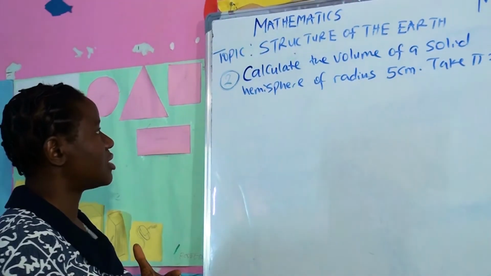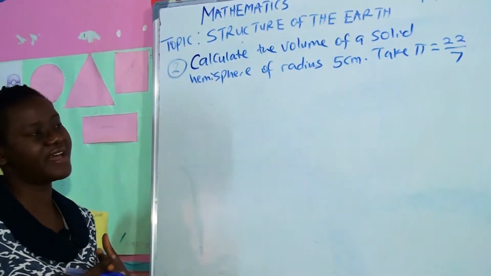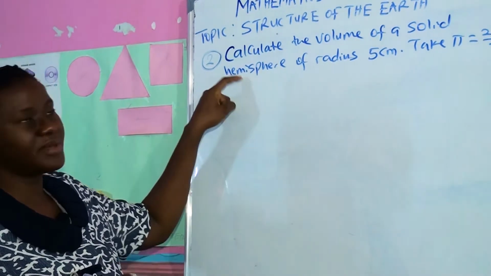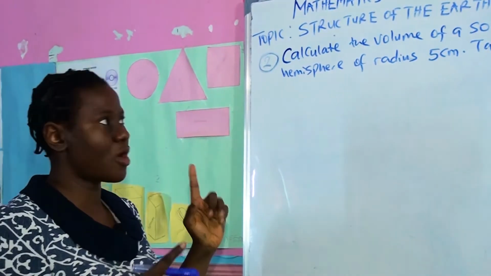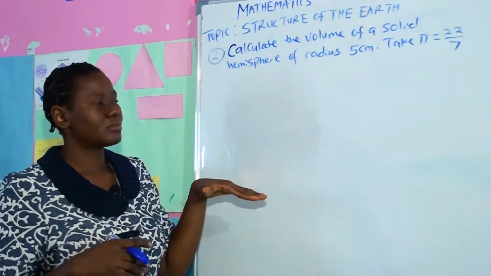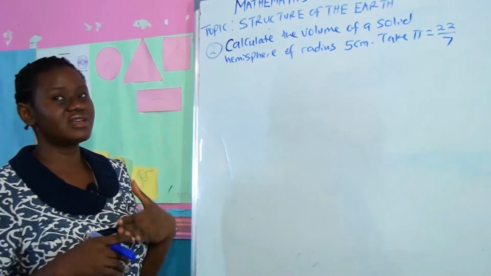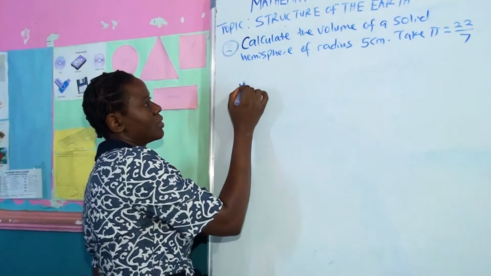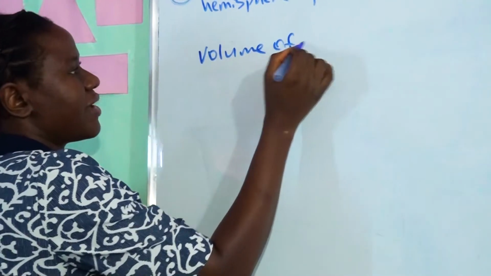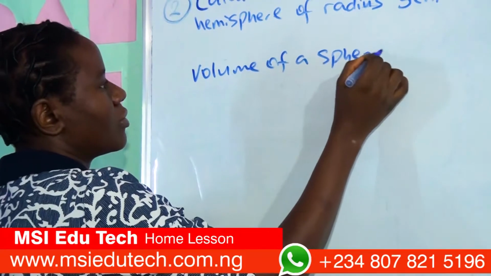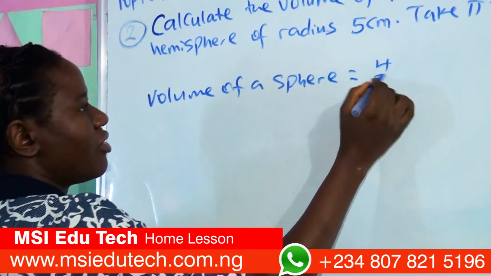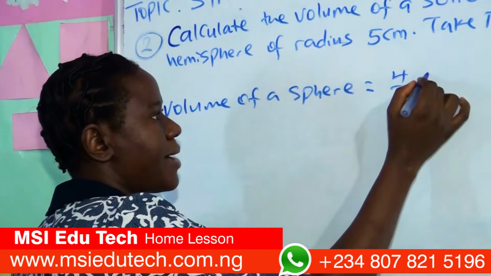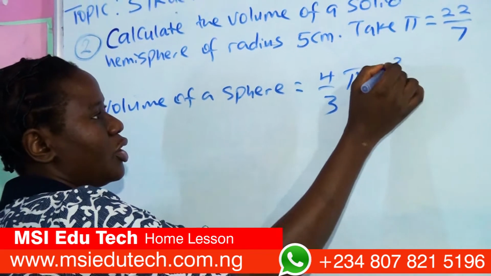Calculate the volume of a solid hemisphere of radius 5 centimeter. A hemisphere, we recall, is half of a sphere. So the volume of a sphere is 4/3 πr³.